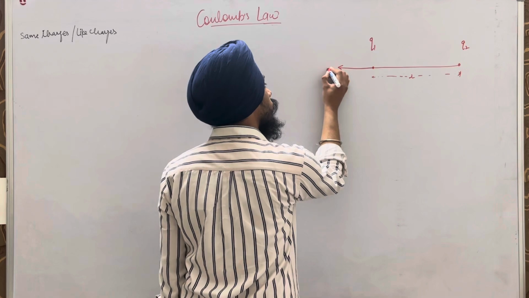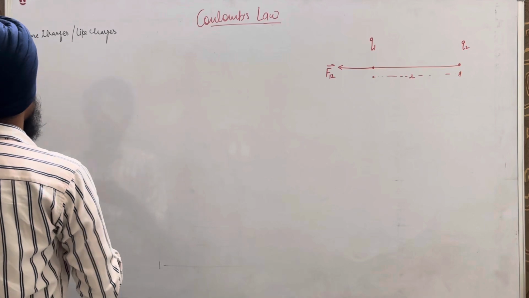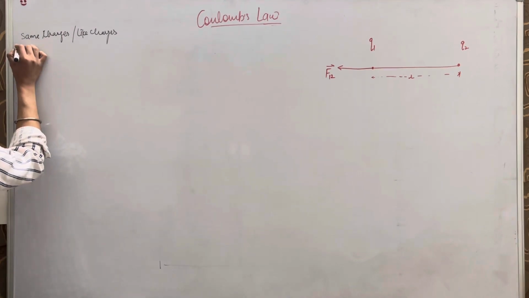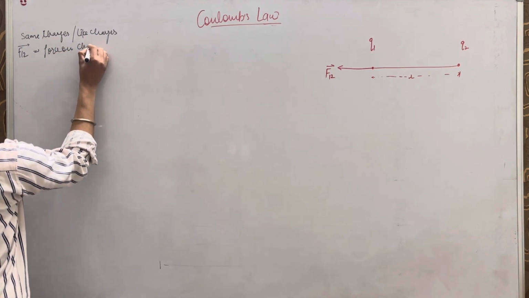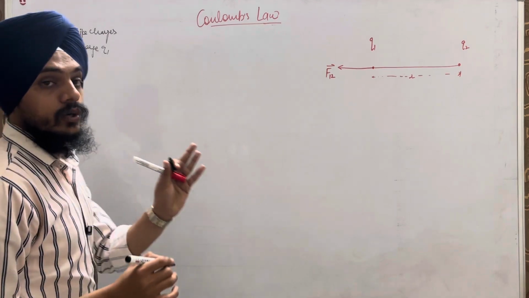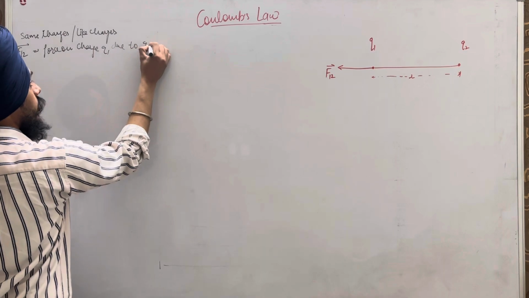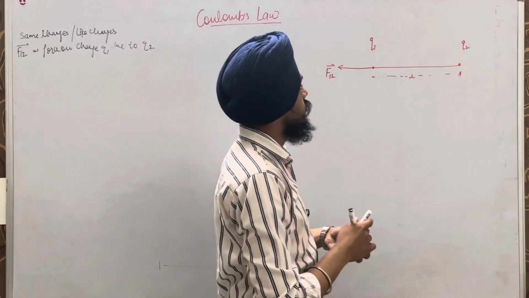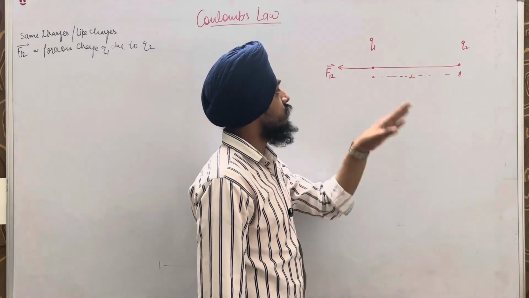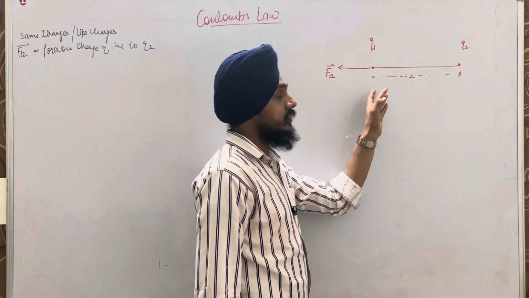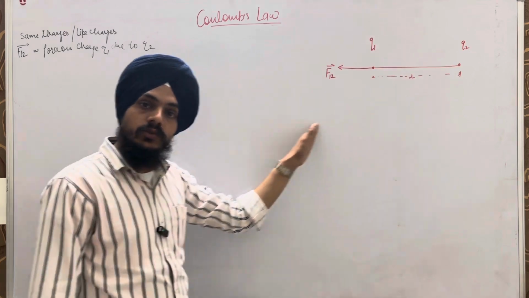So this is the force F12. F12 is the force on charge Q1, the first charge, due to Q2. It means what is the magnitude of force on the first charge because of the presence of the second charge. With the effect of the second charge, the first charge gets repelled from this charge. Because of Q2, Q1 will be repelled and move away.